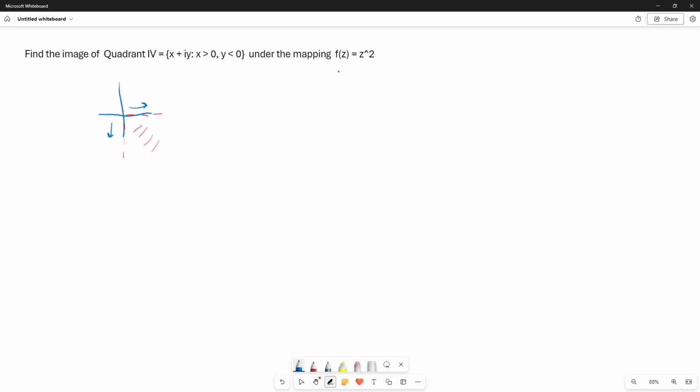Okay, so our mapping is f of z equals z squared, and the effect of this mapping is to double the argument of a given complex number and square the modulus.